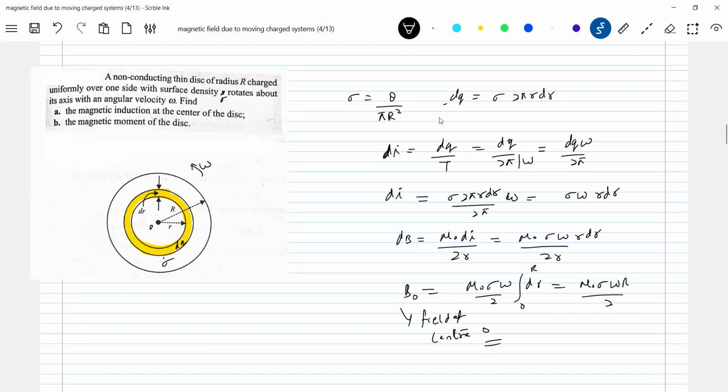Magnetic moment, how to calculate dm? Again, dm is equal to di into pi r square. Then integrate from 0 to capital R. Magnetic dipole moment. Okay, this you do later on. I'll go for the next charged system.